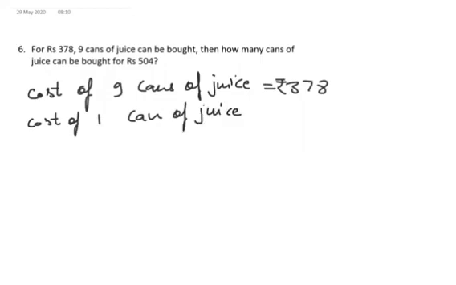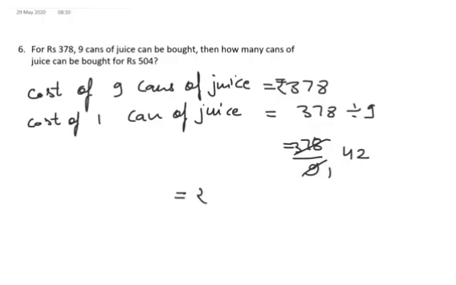So 378 divided by 9, 378 upon 9. 9 ones are 9, 9 fours are 36, 1 carry 18, 9 twos are 18, so 42 rupees. Okay, the price of 1 can of juice is rupees 42.